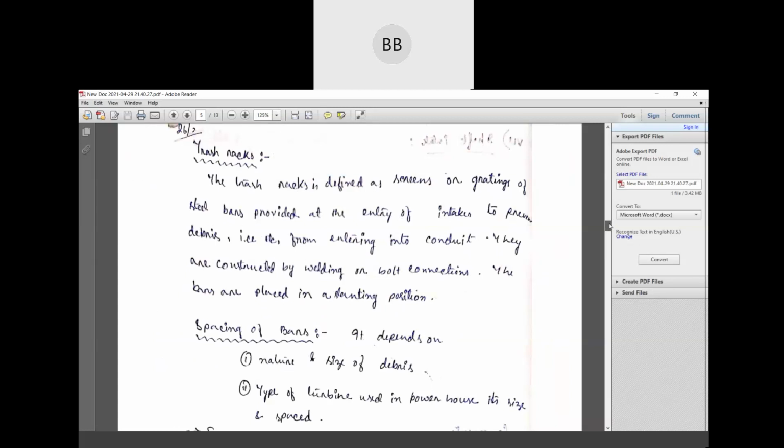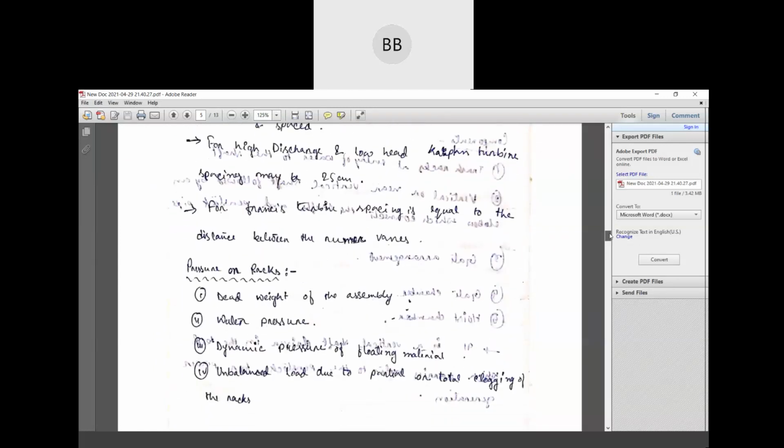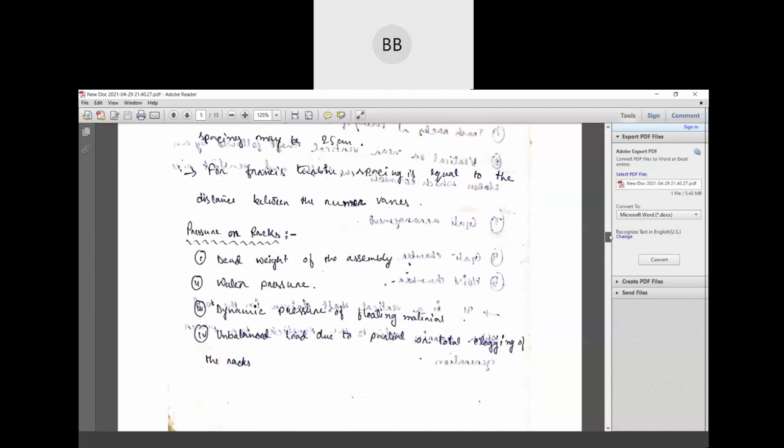Very simple things. One is stress track, then we have spacing of bars, then we have pressure. What are the pressures? They act on the racks. First, we have the dead weight of the assembly. That means the dead weight of the whole truss rack.